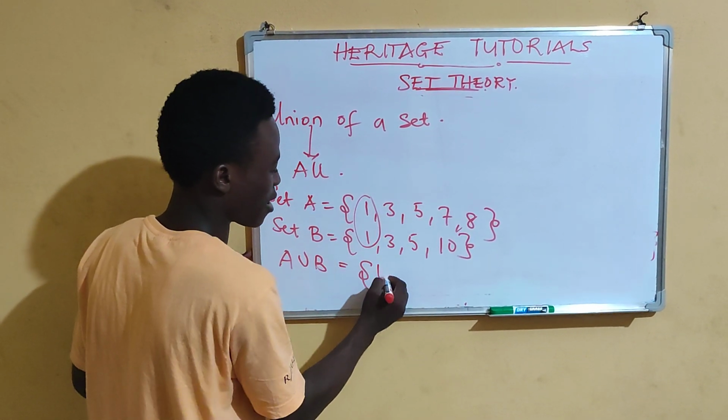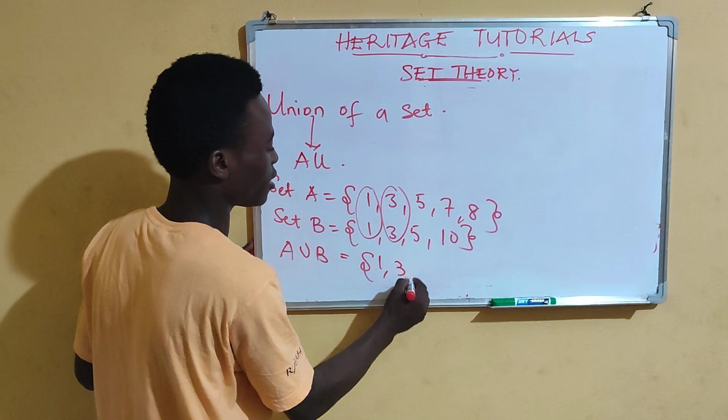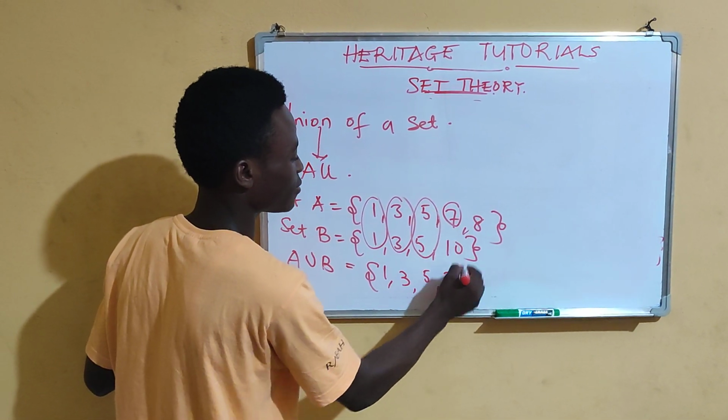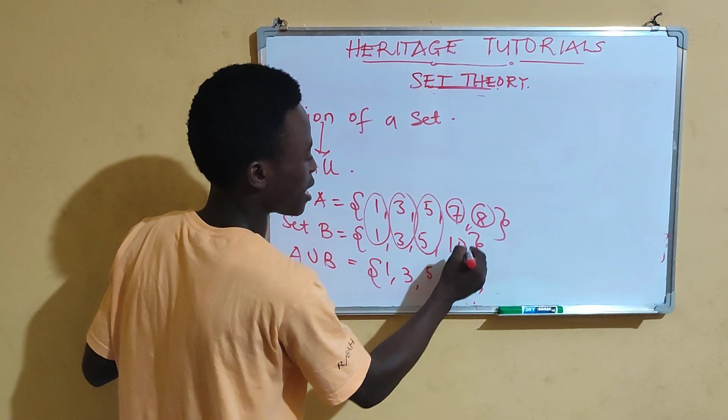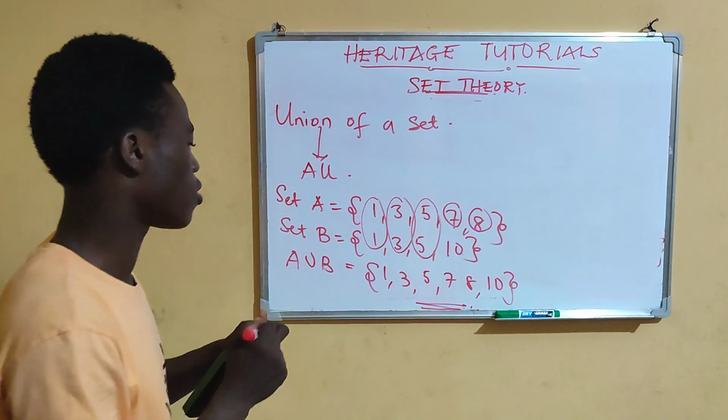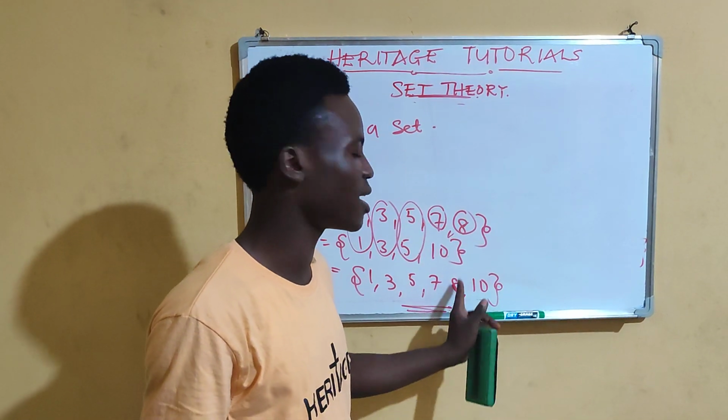What are the elements I can see in both A and B? I can see 1, I can see 3, I can see 5, I can see 7, I can see 8, and I can see 10 finally. So A union B is 1, 3, 5, 7, 8, 10.